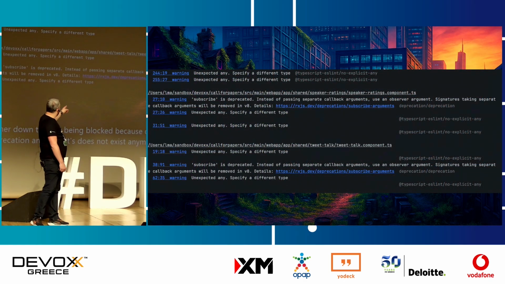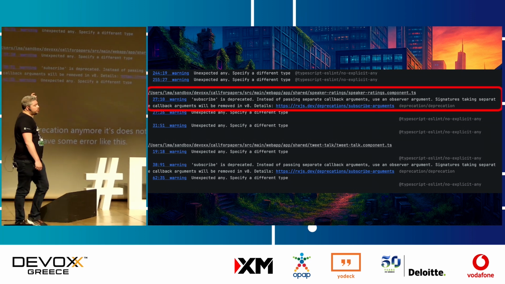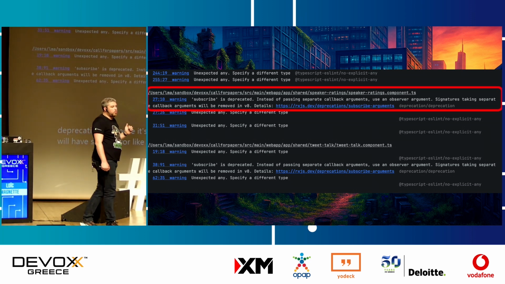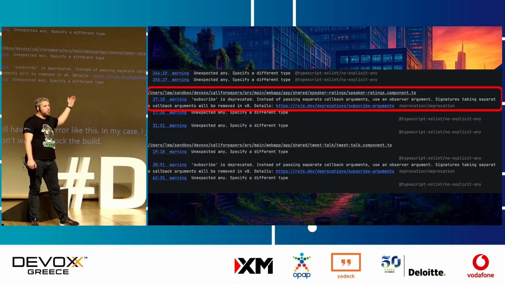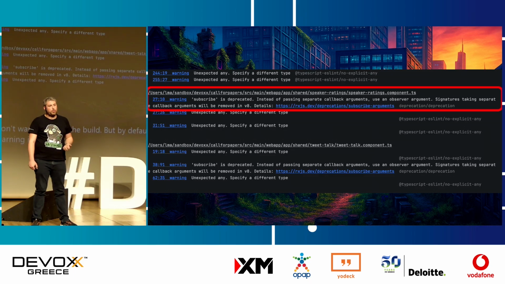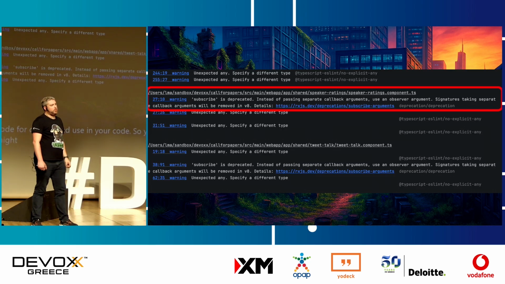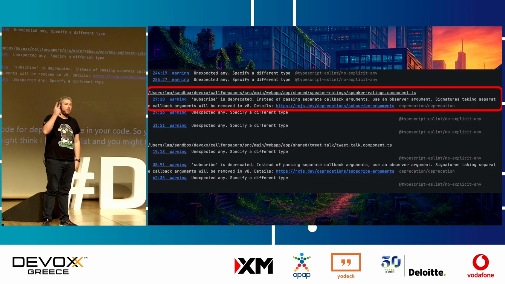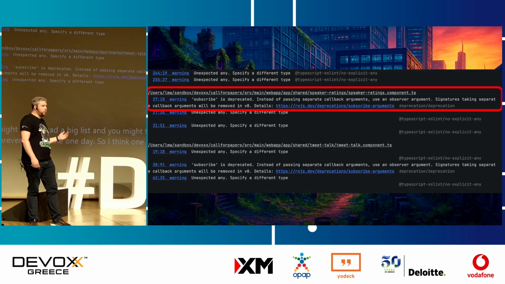So when you run that, you will have some errors like this. In my case, I just put it in warning because I don't want to block the build, but by default it's error and will give you all the warnings in your code for deprecated use. So you should take care of that. And you might think, oh, it's going to take me forever. It took me 1 day. So I think 1 day is viable if you have a large application and you need to fix all this.